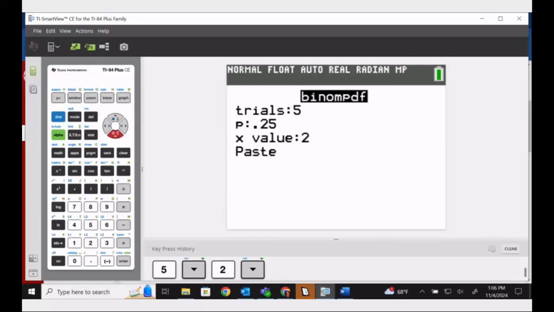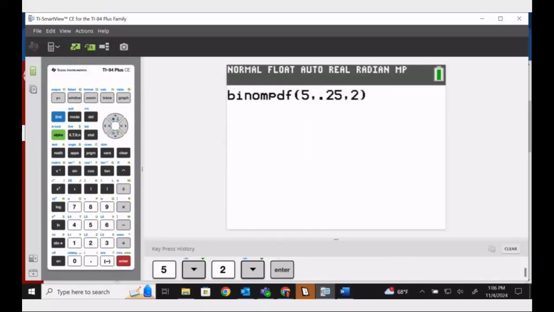Depending on your graphing calculator, if it does not give you prompts like this, you still need these 3 numbers, and you're going to separate them by commas on the calculator. We're going to paste that in, so that's what it should look like on everybody's calculator, regardless of type, as long as it is a TI graphing calculator. And then we're going to hit enter. And when you round that out to 3 decimal places, you get what? Yep. 0.264.